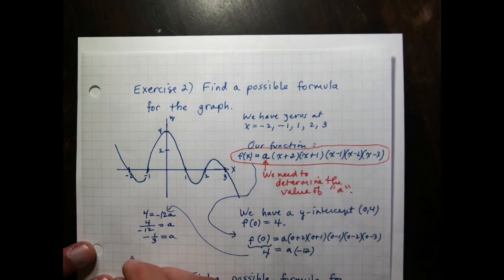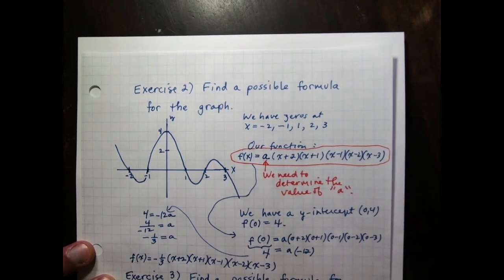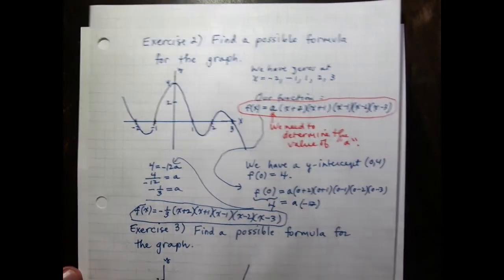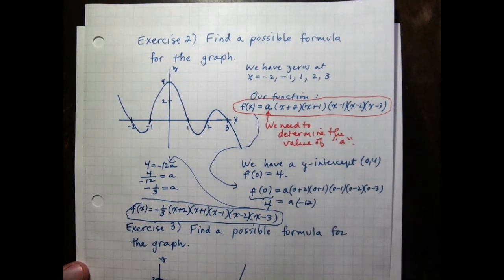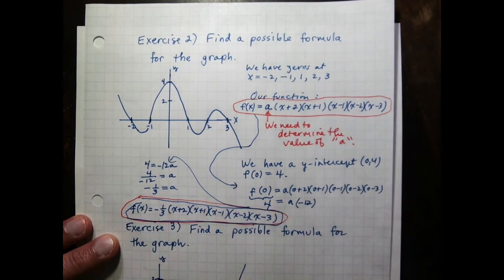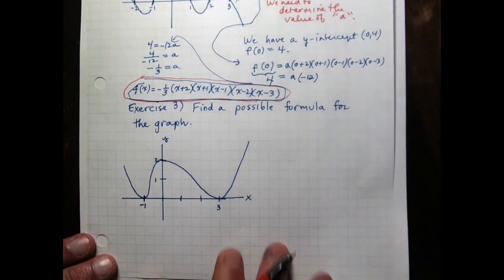So my final form of this function here is f of x equals -1/3 times, here come all the factors, x plus 2, x plus 1, x minus 1, x minus 2, x minus 3. And there's my final answer. Okay. So maybe I should put a box right around that to make it stand out more. There's our final result.